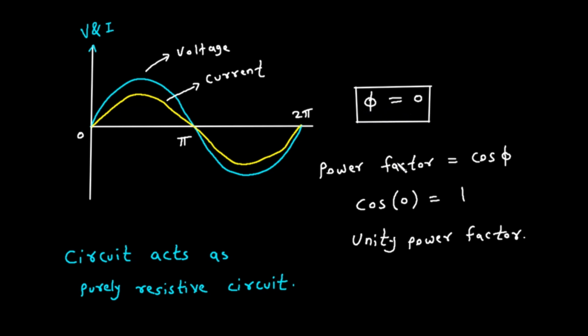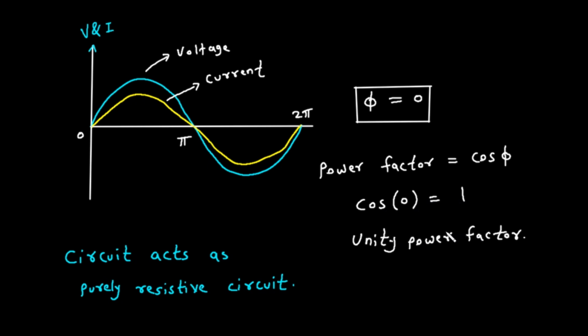Now, what is the power factor? The power factor is a measure of how effectively electrical power is being used in a circuit. It's calculated as the cosine of that phase angle, phi. So, the power factor is equal to cos phi. Since phi is 0 at resonance, we calculate the cosine of 0, which is equal to 1. When the power factor is 1, we call it a unity power factor.